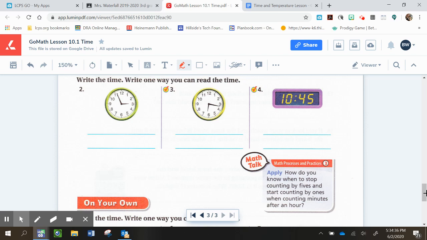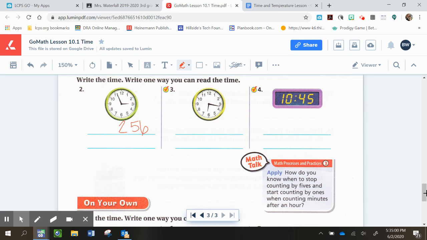So this is actually going to be 2, and then if we count it around 5, 10, 15, 20, 25, 30, 35, 40, 45, 50, 55, 56. So the time here is 2:56, or you could say it's 4 minutes to 3 o'clock.